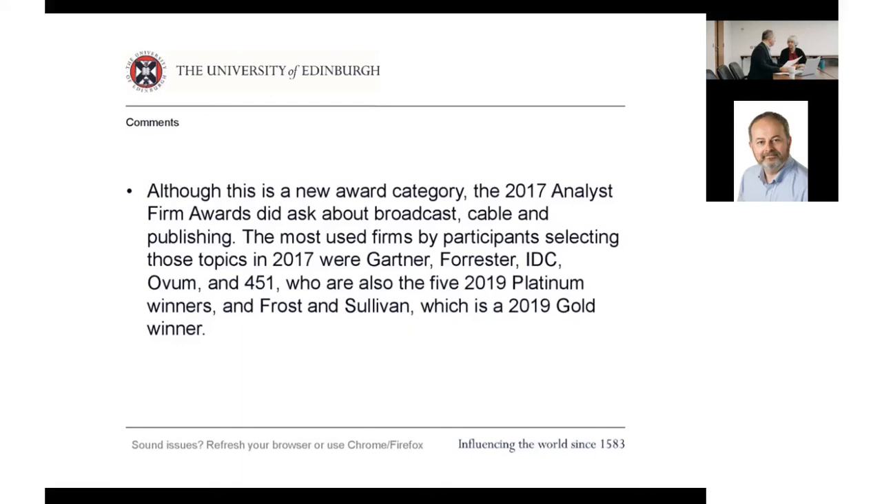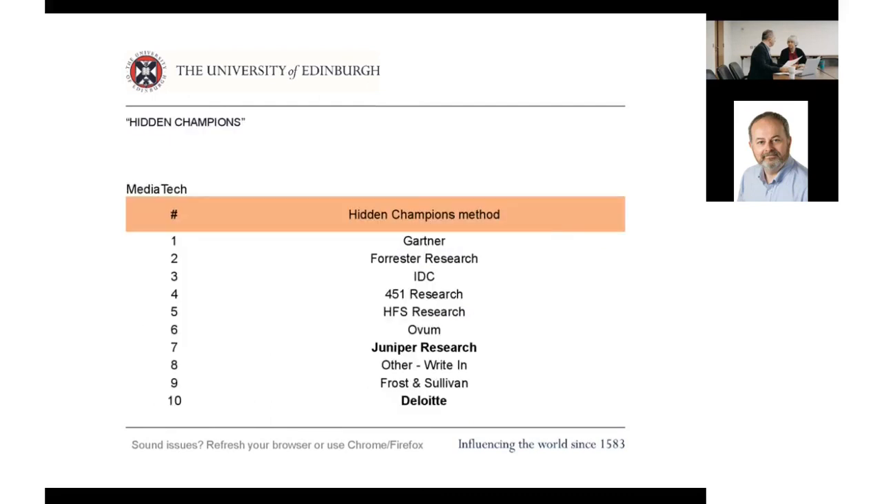Now, this is the first time we've run this category, but when we did the same slice using data from a couple of years ago, what we found was that actually the leading firms were exactly the same, with the exception of Frost & Sullivan, which was one of the top placed firms last year, but then had not done so well this year. Going to our hidden champions analysis to spotlight the firms that have stood out on the media tech side. We have Juniper Research and we have Deloitte.